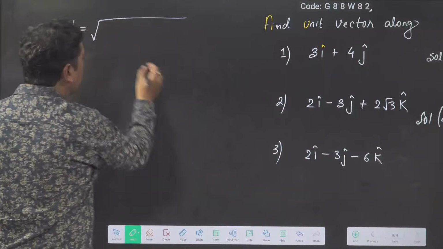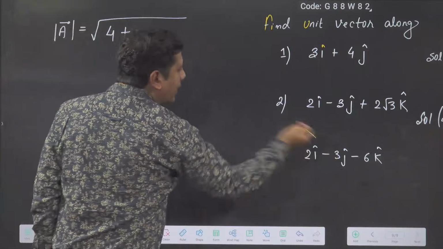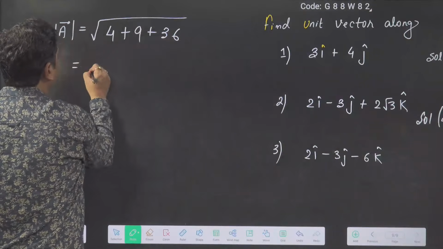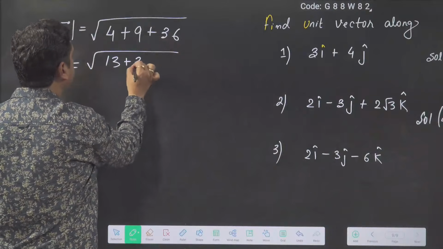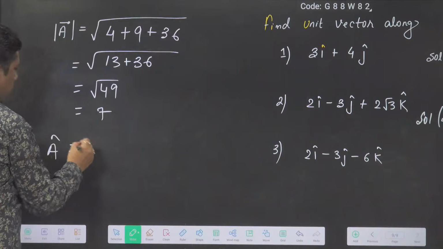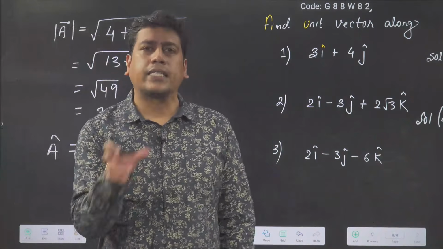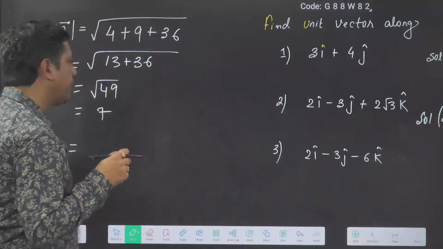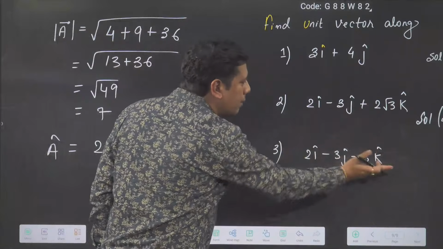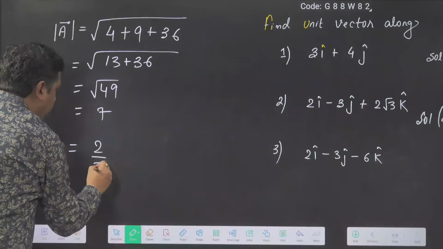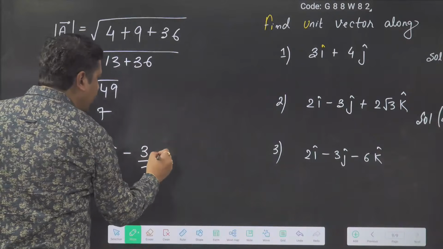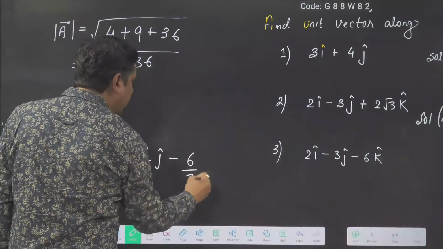Under root 2 square means 4, minus 3 square means plus 9, minus 6 whole square means plus 36. So it becomes 13 plus 36, root 49, which is 7. So unit vector, again I am telling you, unit vector is the complete vector divided by its magnitude. So this complete thing divided by 7. In an elegant way, you should write: 2 by 7 i cap minus 3 by 7 j cap minus 6 by 7 k cap.